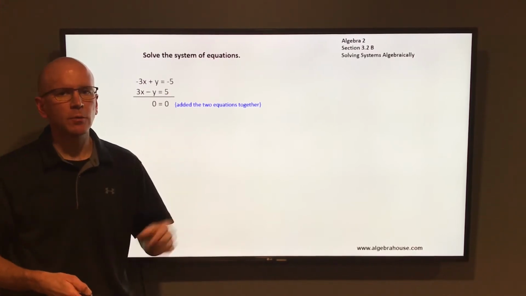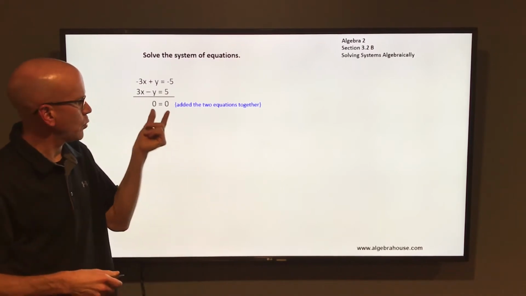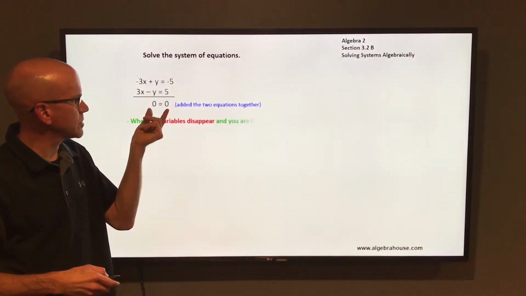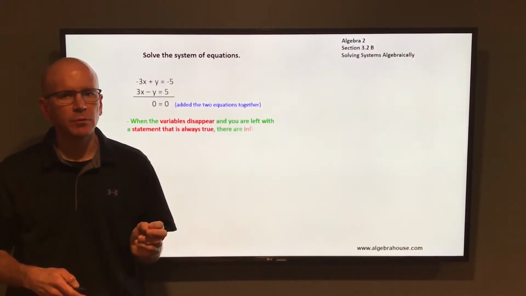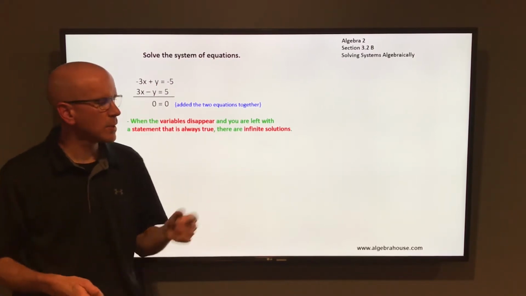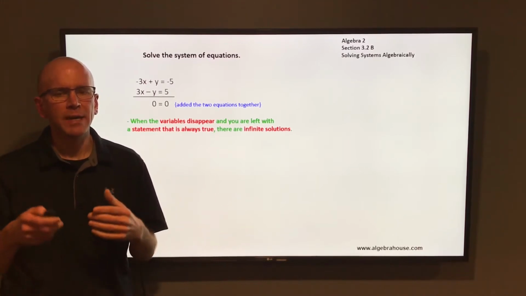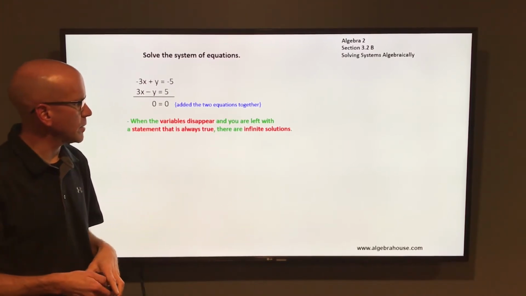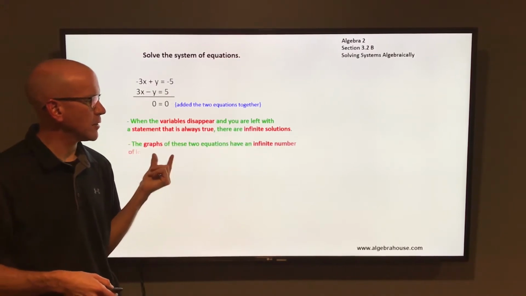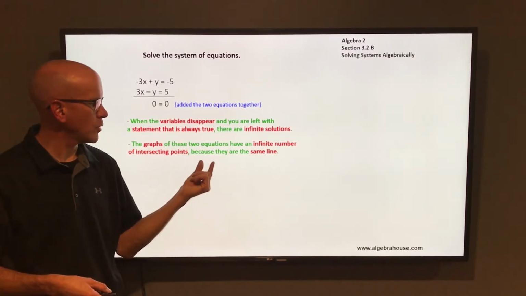We have 0 equals 0. You have to decide, is that true or is that false? If you're left with a true statement, so when the variables disappear and you are left with a true statement, it means you have infinite solutions. That means these two lines are the same. So these two equations are the same. If we graph them, it'd be the same line. There would be an infinite number of intersecting points. So infinite solutions means there are an infinite number of intersecting points. The graphs of the two equations have an infinite number of intersecting points because they are the same line.